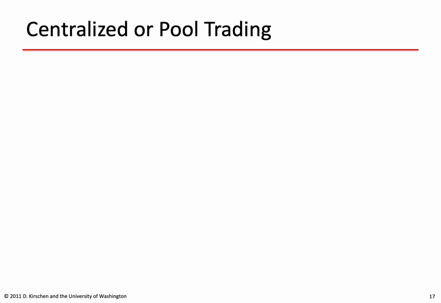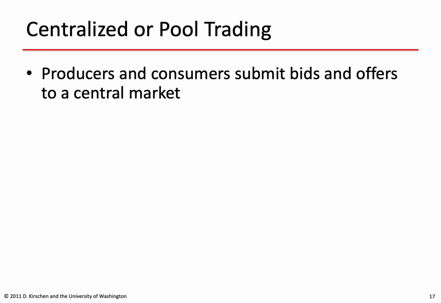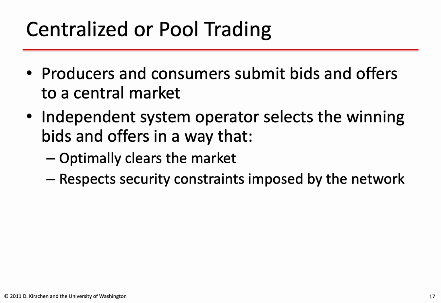We have already encountered centralized or pool trading when we were discussing energy markets without considering a transmission network. But it's also applicable to the case where we have to consider the effect of a transmission network. So in a centralized or pool trading framework, the producers and the consumers submit bids and offers to a central market organization, which is run by an independent system operator. This independent system operator would select the winning bids and offers in a way that optimally clears the market, but at the same time respects security constraints imposed by the network.